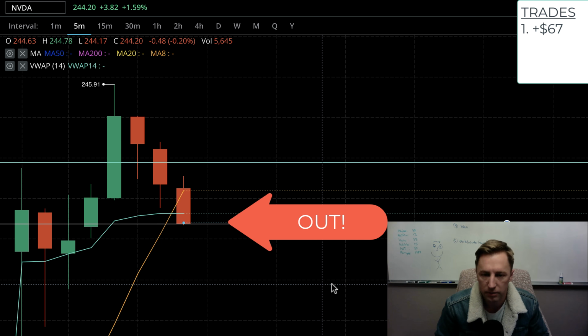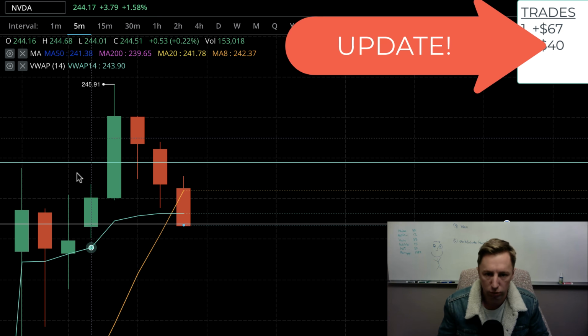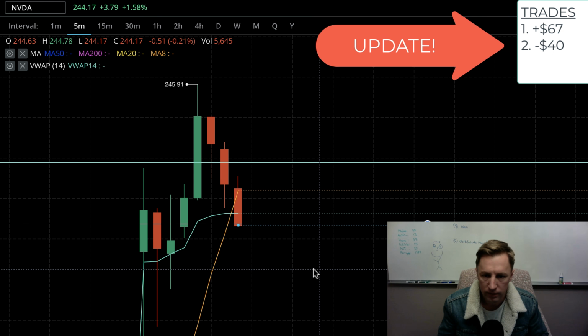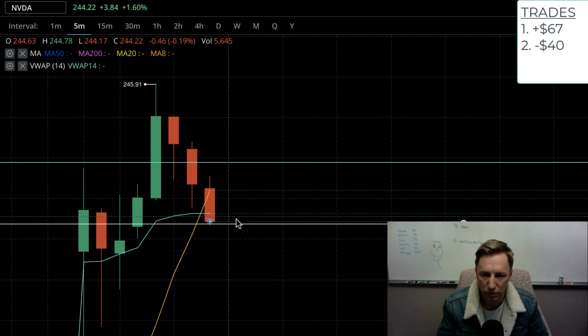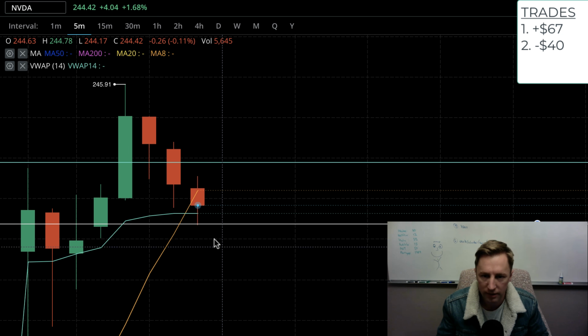All right, I just got stopped out of this position. Looks like it was a little bit deeper of a pullback than I anticipated. Broke the bull flag. There's a lot of buyers in this area. When it broke the VWAP, I'm not really too interested, but let's see. It's going to bounce pretty much right off of my stop loss. That's funny.